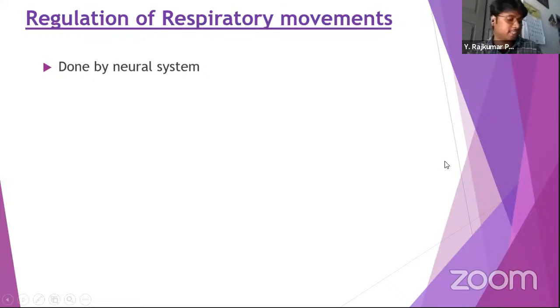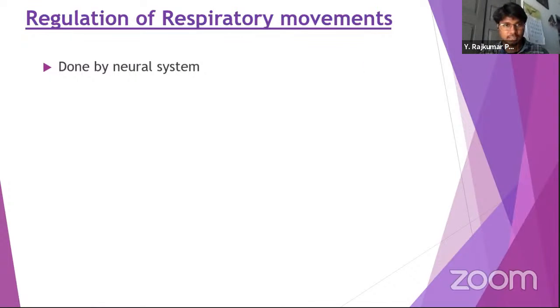Regulation of respiratory movements. Why do we need the respiratory movements? Sometimes whenever we run, what happens? Our breathing rate will increase. We respire more times, is it not? So why do we respire more times? Because our body requires more oxygen, our body requires more energy.